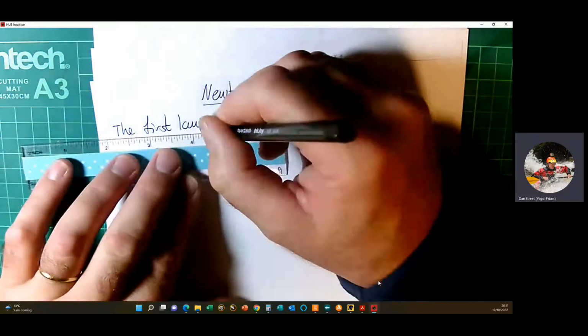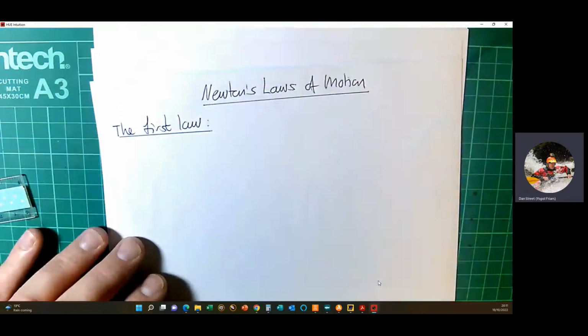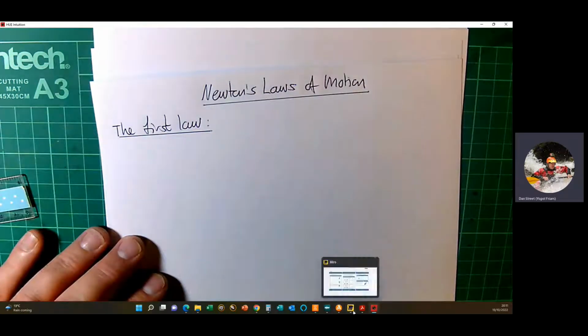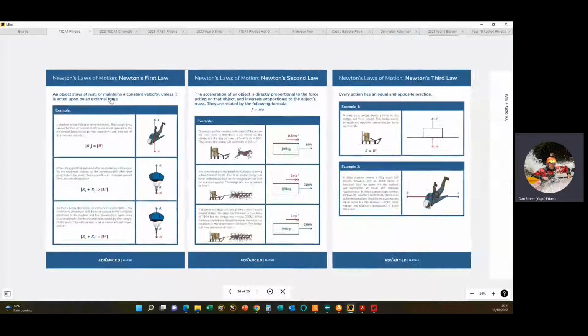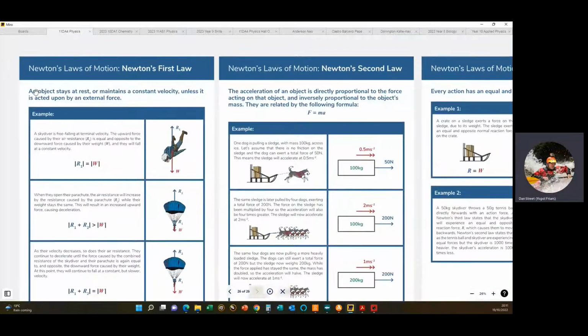And I see no better source for that than to have a look again at the document here. Okay, so you need to be able to quote these laws as stated on this document, but also obviously understand, talk about them, and use them. Okay, so if you could write down an object stays at rest or maintains a constant velocity unless it is acted upon by an external force in your notes, then that would be a good start.